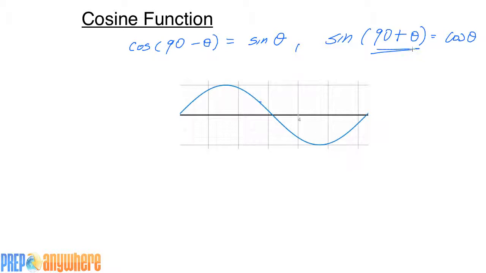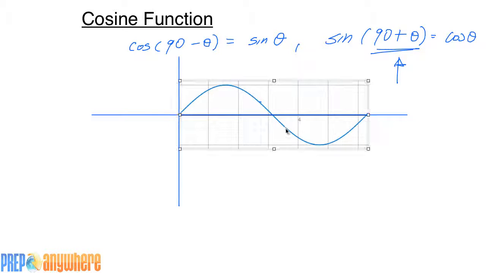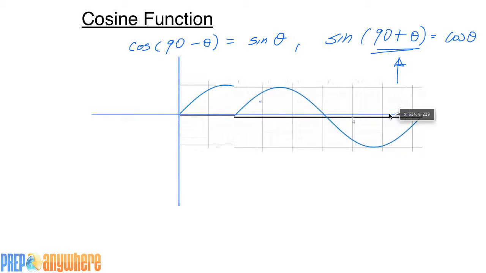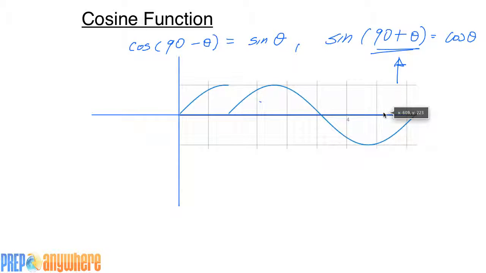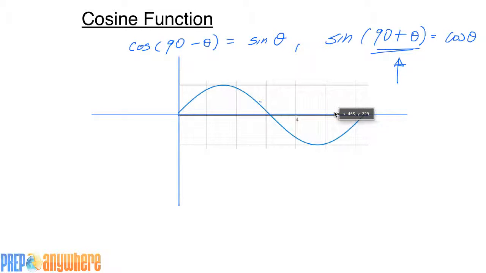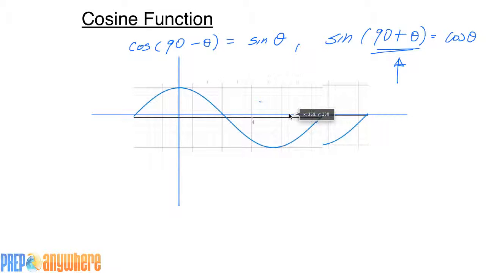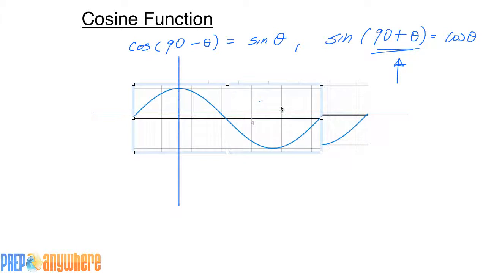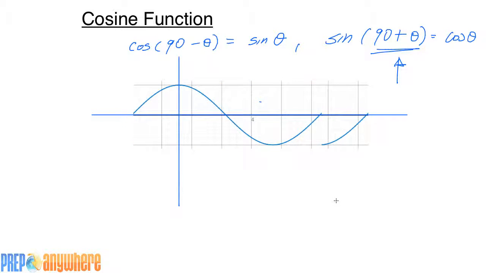Now, what does that mean graphically? What does it mean for us to add a plus in there? So this right here is the sine curve. I'm just going to copy and paste that. Plus 90 actually means shift to the left, right? Shift to the left like that. That's what it means, right? Shift to the left 90 degrees.